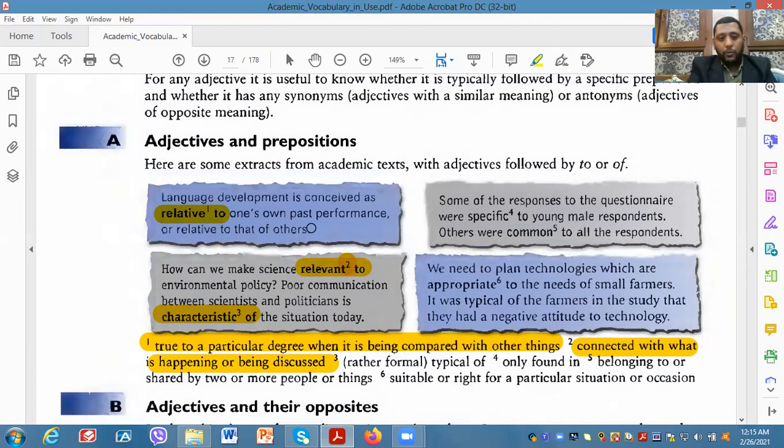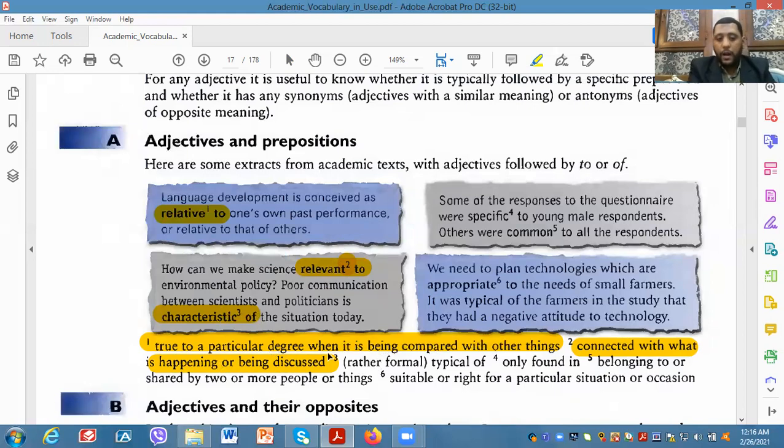So this has nothing to do with politics, right? It's not relevant to politics. What is being said by this person is not relevant to the topic being discussed by those people. They were talking about politics, and he was talking about a match between two teams. So relevant to is the opposite of not relevant to: connected with what is happening or being discussed. So, how can we make science relevant to environmental policy? Poor communication between scientists and politicians is characteristic of the situation today.